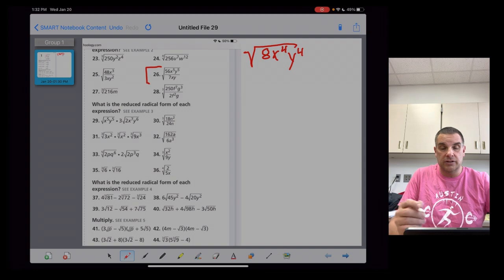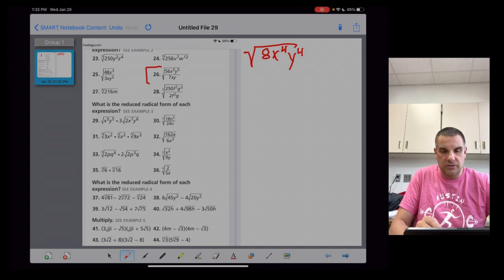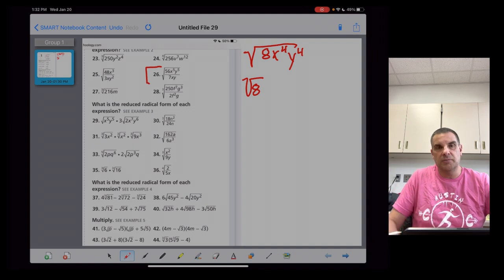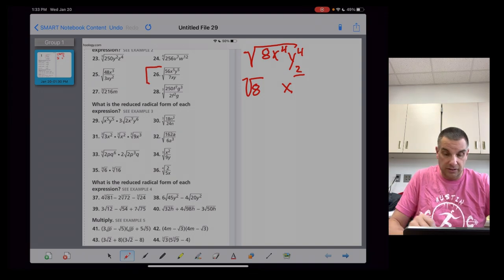So now we have to take the square root of each of them. My suggestion is, number-wise, do the square root of 8. But when you're talking about your variables, write them as fractions, so as exponents. So it's going to be x to the 4 over 2, and y to the 4 over 2.